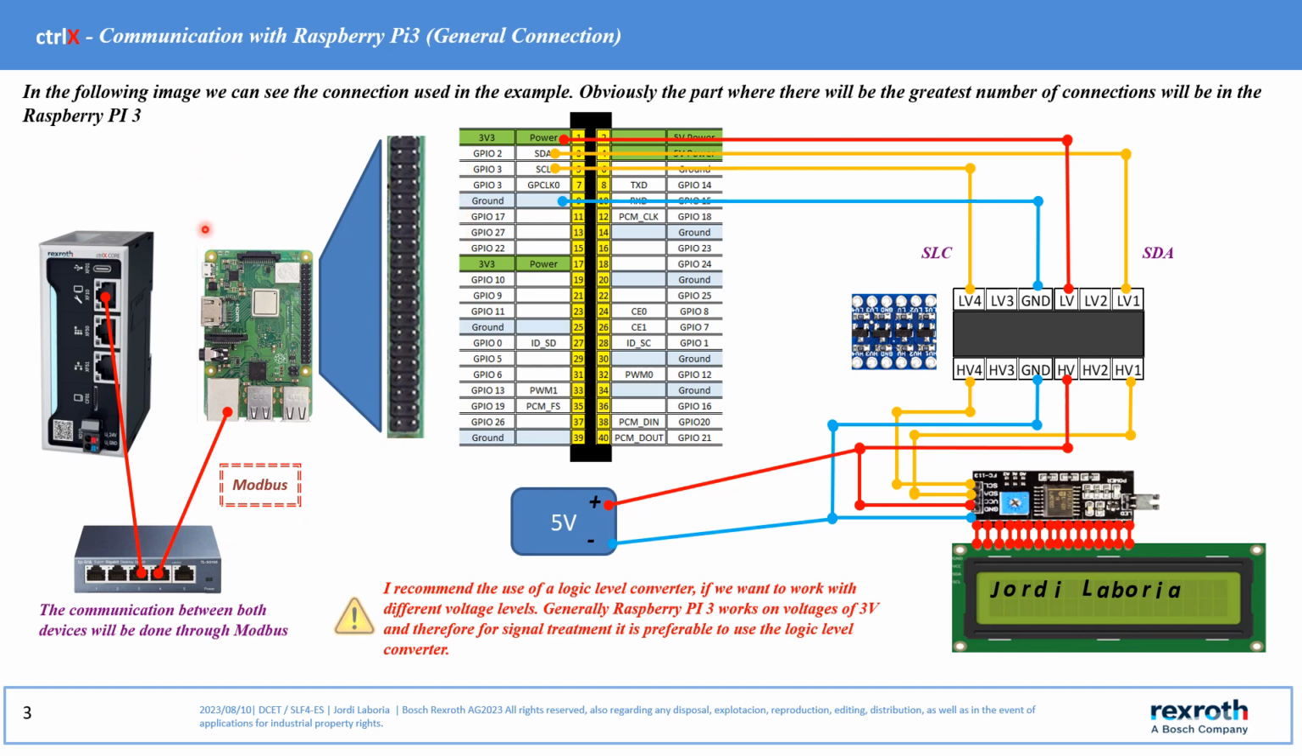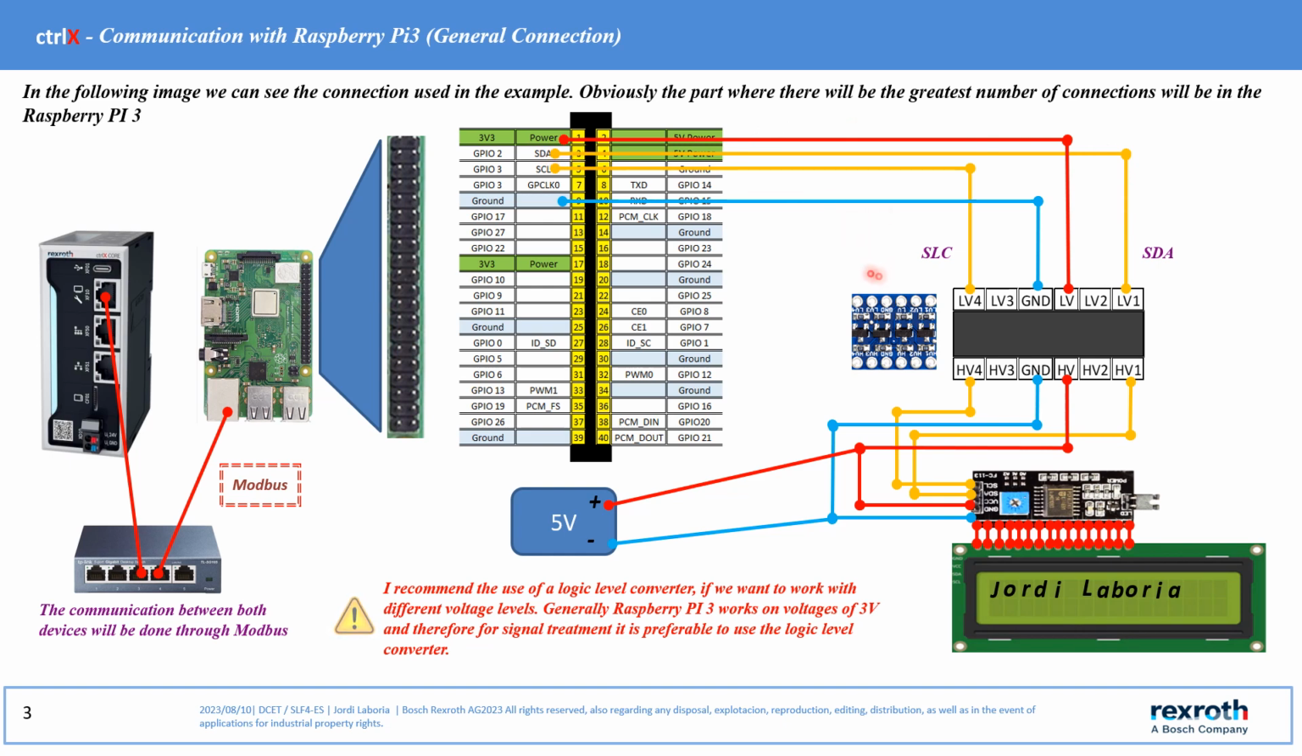Obviously, it is in the Raspberry Pi where we will have more connections to use the LCD. The communication with this element, the LCD, will be done using the I2C bus, which only uses two cables for communication, SCL pin 5 and SDA pin 3.